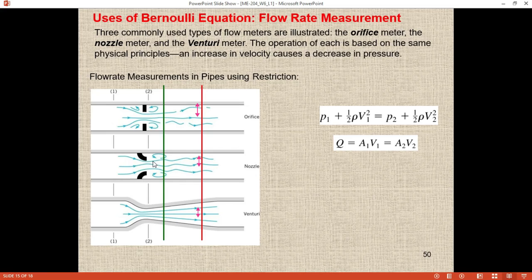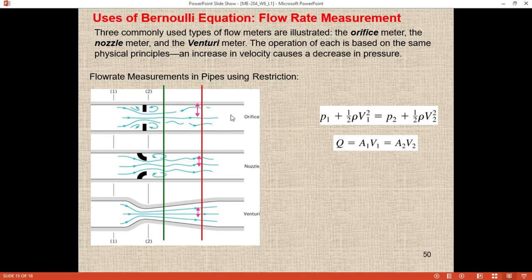Or when we reduce the area in a little bit smoother way, it's going to be a nozzle. So if we make a pipe section like this, this is called the nozzle section, this is called the throat, and this is called the diffuser section. The converging portion is a little sharp, and the diverging section is a little bit smooth. Okay, so this is called orifice, this is called nozzle, and this is called venturi.